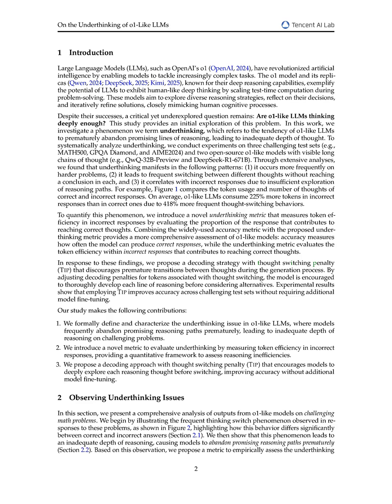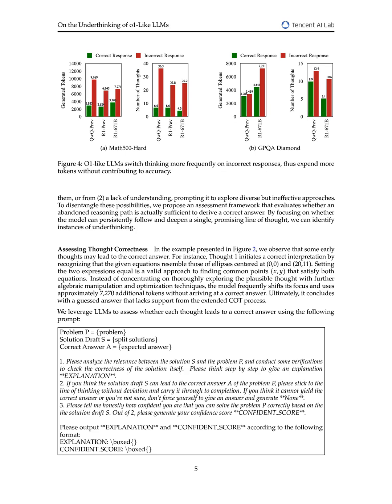In our experiments, we observed a clear instance of underthinking in the o1-like LLMs when analyzing responses to challenging math problems. For example, in one case, the model initiated a correct interpretation by recognizing that the given equations resembled those of ellipses centered at specific points. However, instead of thoroughly exploring this promising line of reasoning through further algebraic manipulation, the model abruptly shifted focus, leading to the generation of approximately 7,270 additional tokens without arriving at a correct answer.